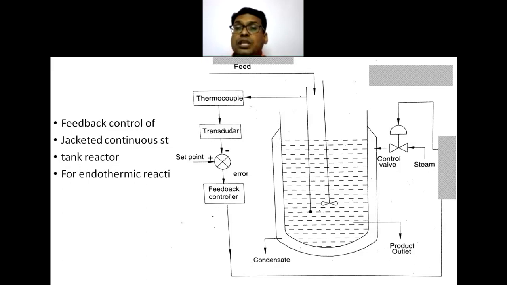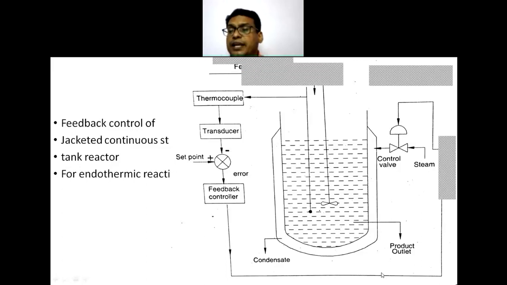So there is only one loop that will exist, that is only the measurement of temperature with the help of a thermocouple, then the transducer that is connected, then a comparator, and that goes to a feedback control system which is going to send the pneumatic or pressure signal to the control valve to adjust the supply of the steam. So this is the general process.